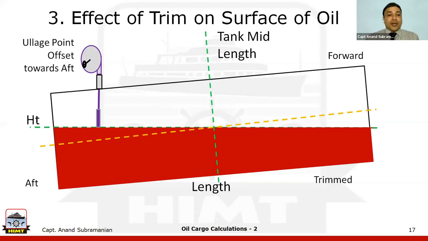Now there are two points coming into this. First of all, the ullage obtained is less. So let's look at this. There is a reduction in ullage. Why? Because all the oil from the forward, this triangle, has gone and shifted towards this triangle. So that is the reason why we have a reduction in the ullage.